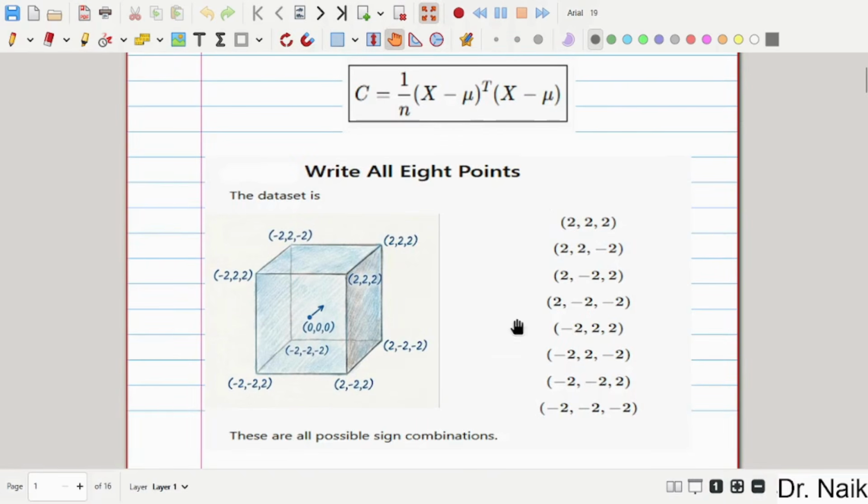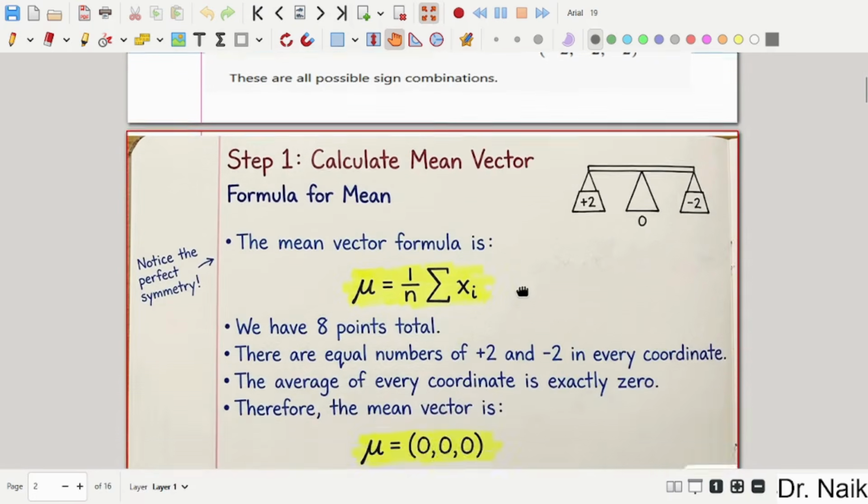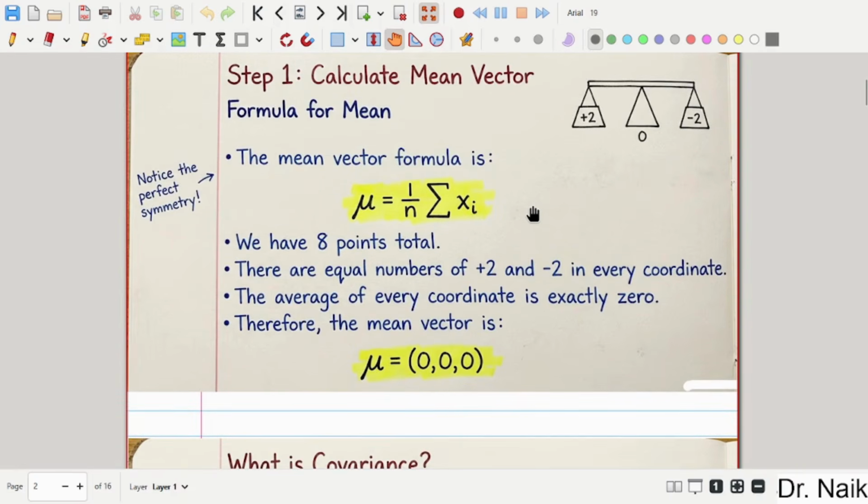So these are our 8 points and this is how our cube looks like. These are all the possible sign combinations of our data point. Now calculate the mean. The mean of the vector is calculated by the formula mu is equal to 1 upon n multiplied by summation of xi. We have 8 points total and there are equal numbers of plus 2 and minus 2 in every coordinate. The average of every coordinate is exactly 0. Therefore, the mean vector is 0.